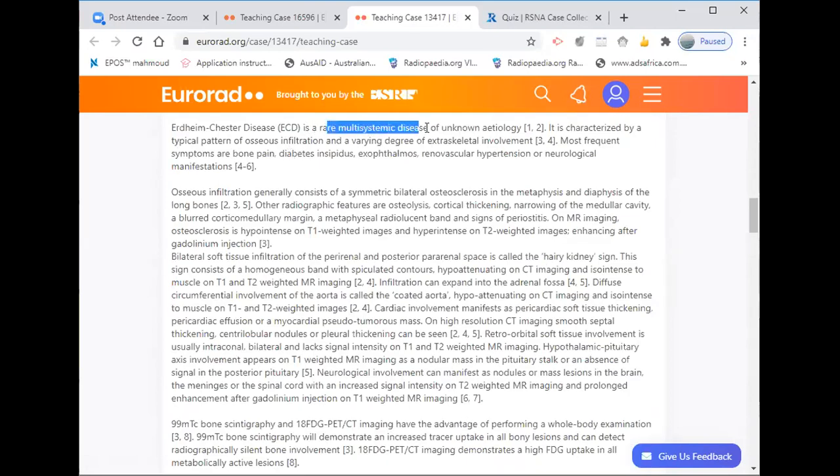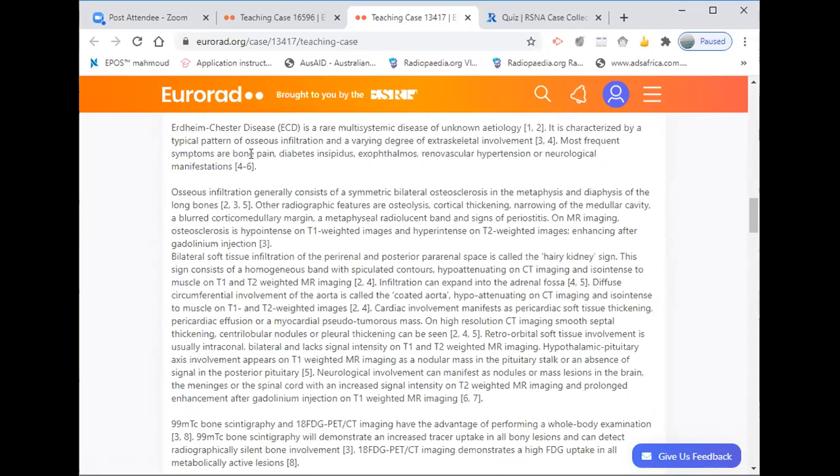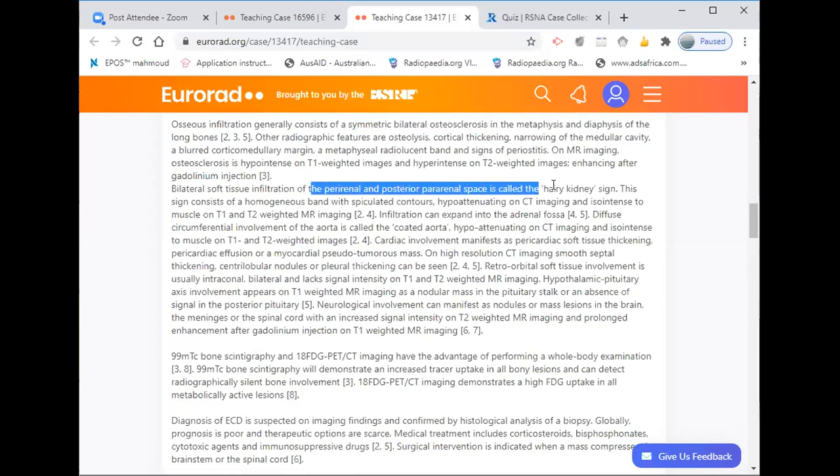It is a multisystemic disease, and it has osseous infiltration and extraskeletal involvement. It can have bony pains, diabetes insipidus, and many things. The osseous infiltration is bilateral osteosclerosis in the metaphysis and diaphysis of long bones. Sometimes it has cortical thickening, narrowing, and so on. The most important is what's called the hairy kidney sign. This is the key in this case, when you find perirenal and pararenal space infiltration.